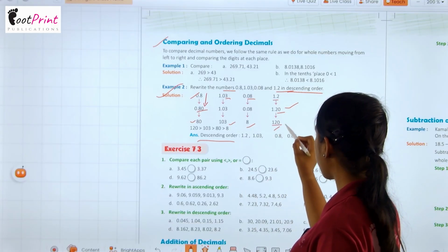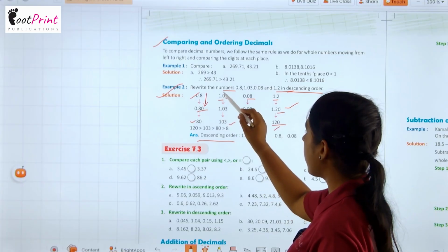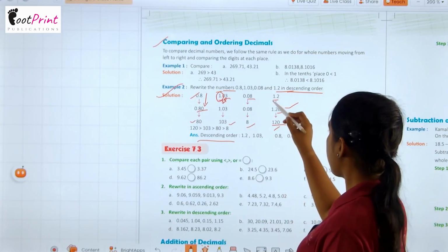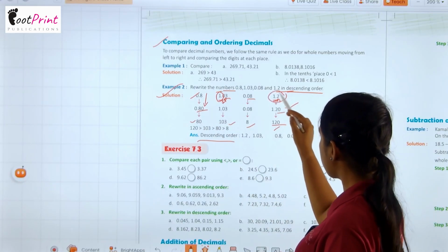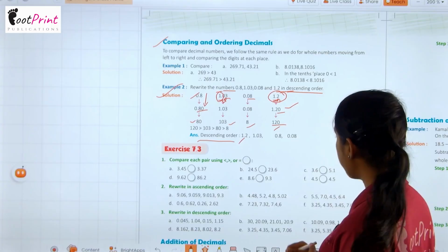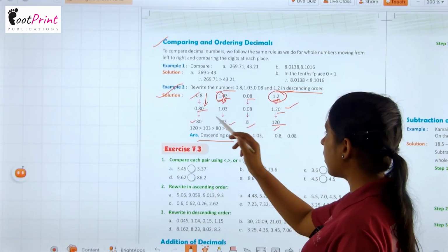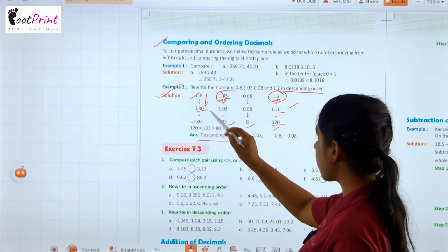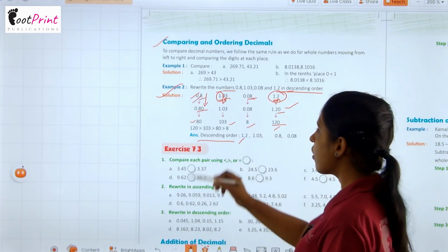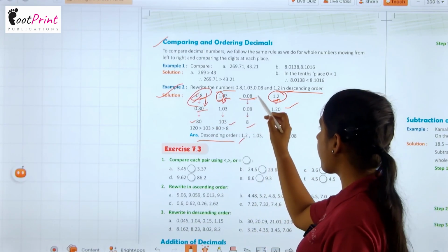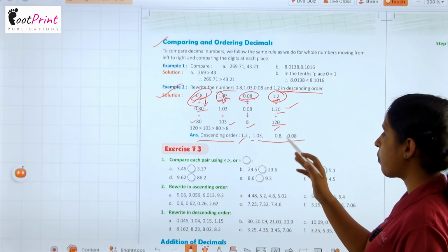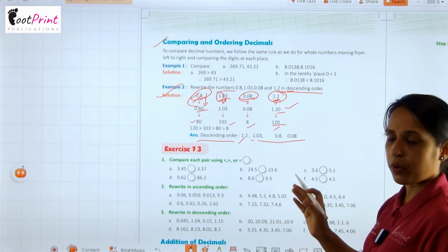So here we have 1.2 with 1 as the whole number, and in this also we have 1 as the whole number. Now we will check the 10th place. In the 10th place here we have 0, and in this we have 2. It means this one is greater than 1.03. So first we take 1.2, then 1.03. After that we compare 0.8 and 0.08. At the 10th place here 8, and in this at the 10th place we have 0. So here 0.8 is greater than 0.08. So we can write it in descending order: 1.2, 1.03, 0.8 and 0.08.